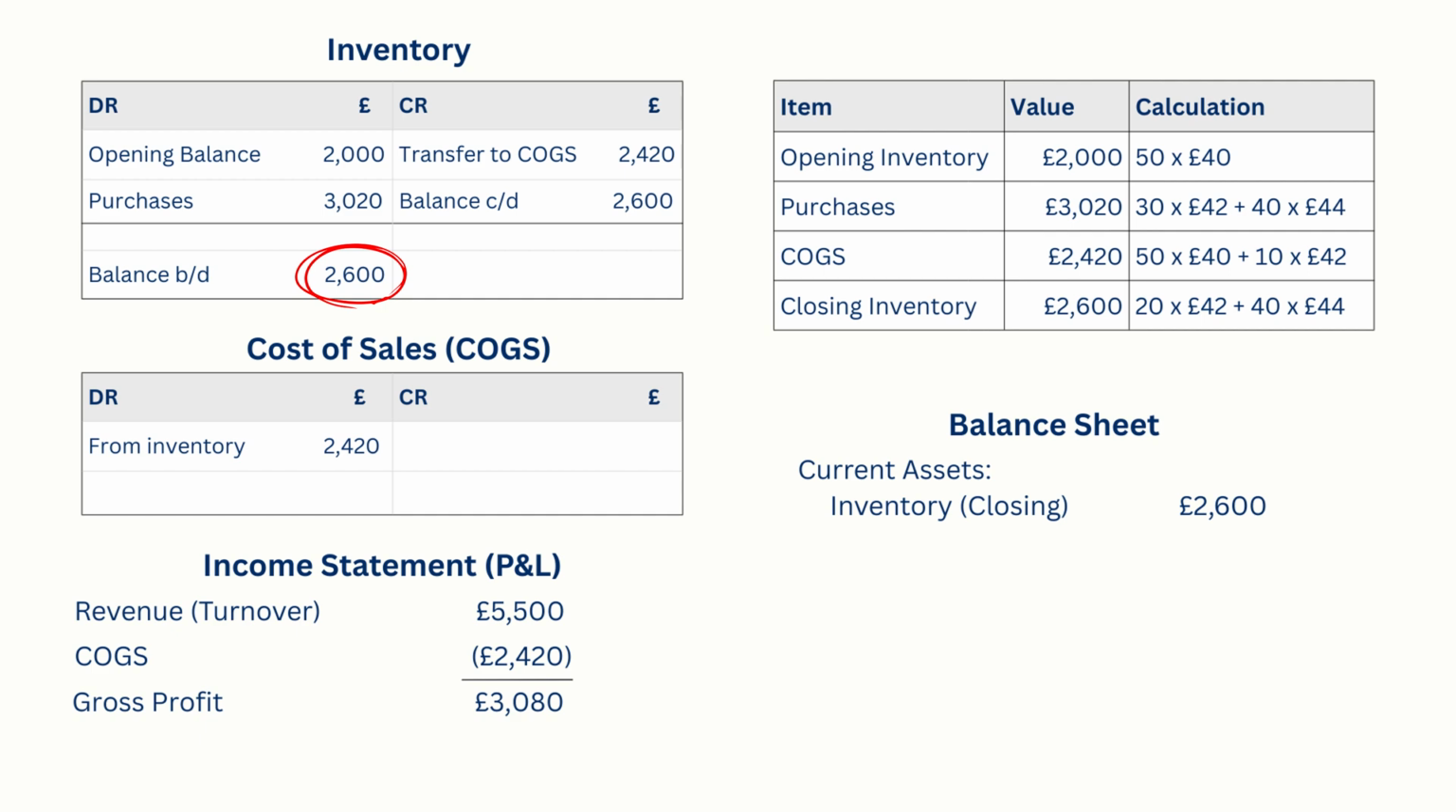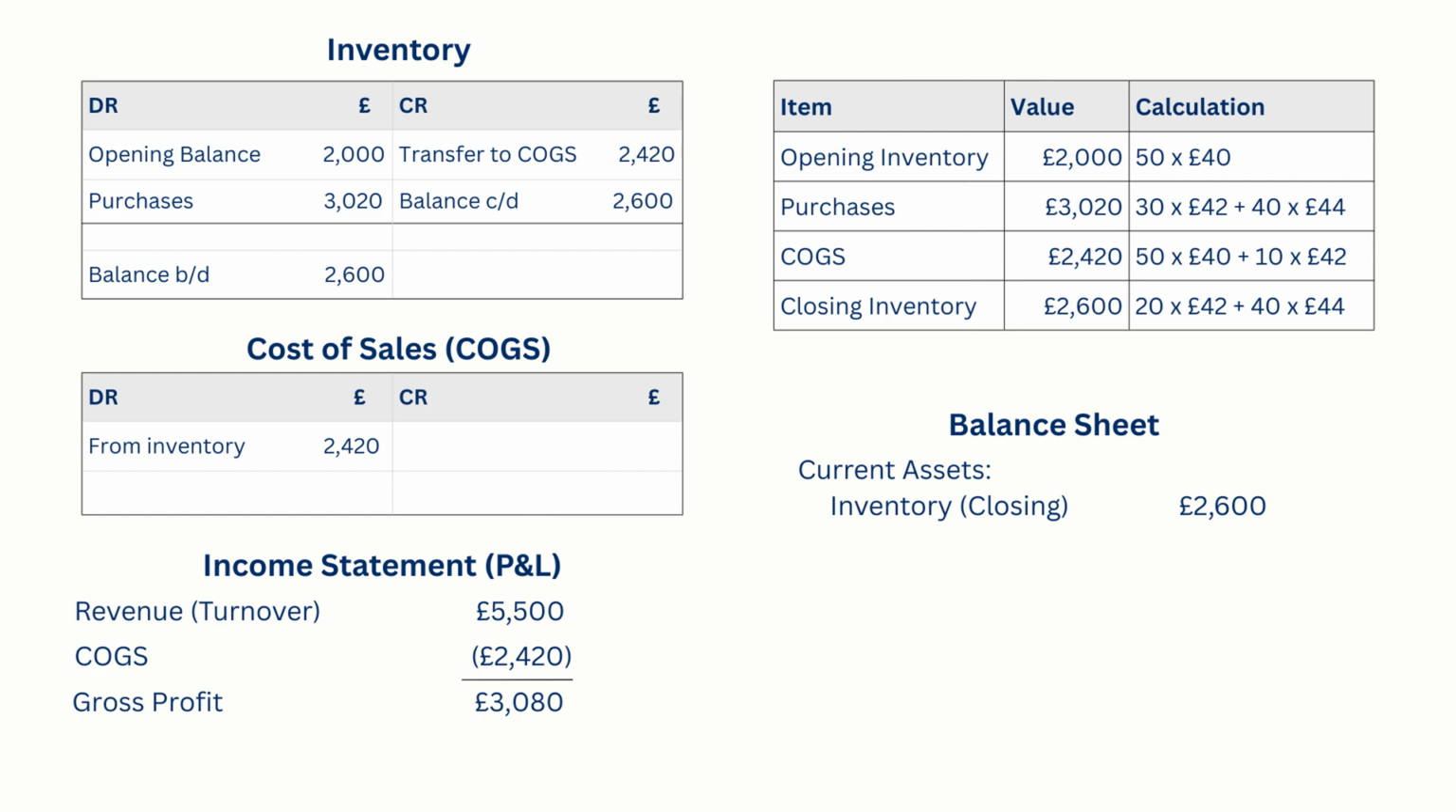Now looking at the cost of sales T account, you can see the £2,420 being debited from inventory. This becomes the cost of goods sold in the profit and loss statement. In the P&L, we have revenue of £5,500, COGS of £2,420, leaving a gross profit of £3,080.